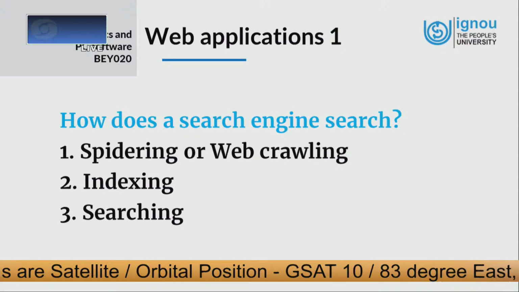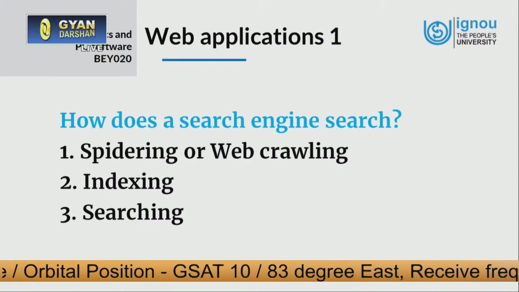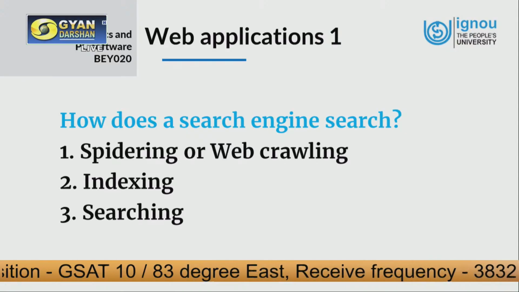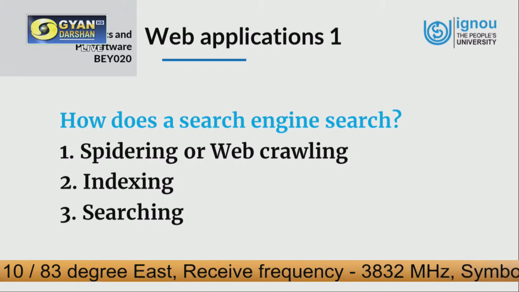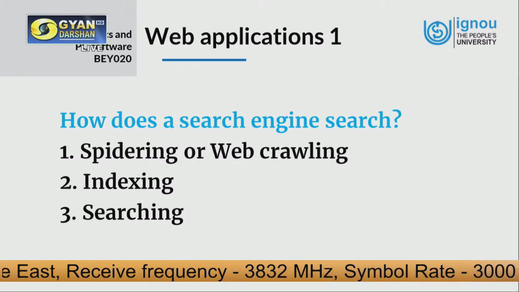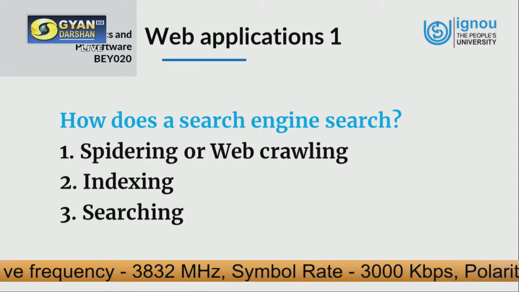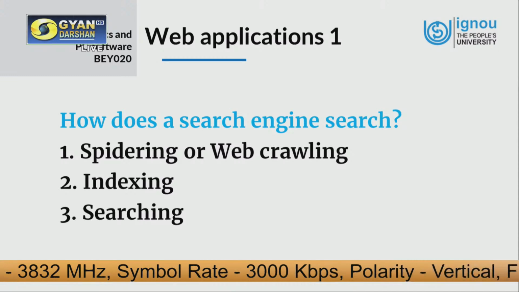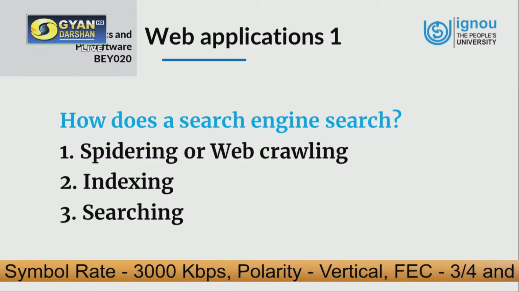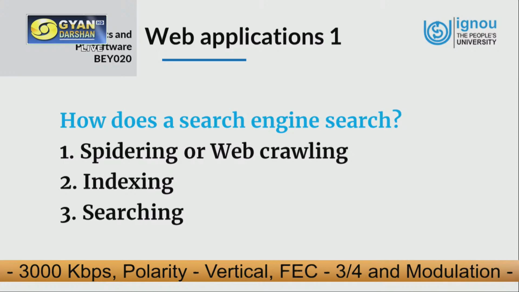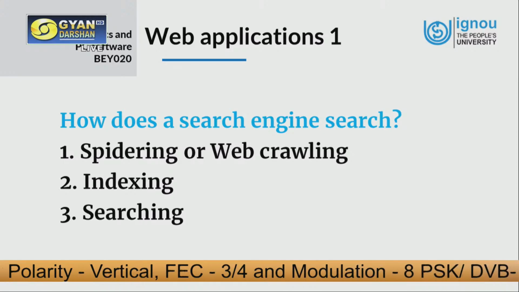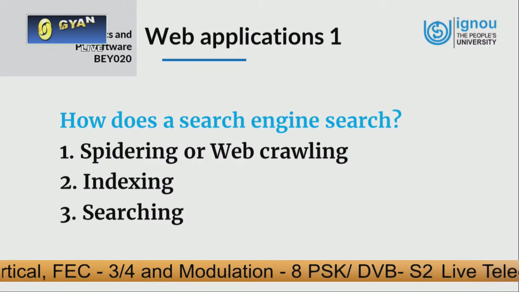Well, how does a search engine work? Spidering or web crawling is going to be the first step when a search engine starts working for information on the net. The next step it does is called indexing, and the third and final step thereafter is basically searching. So based on your key terms, it does the searching. These are the three basic things which it does.